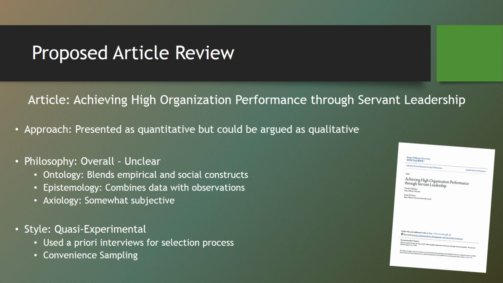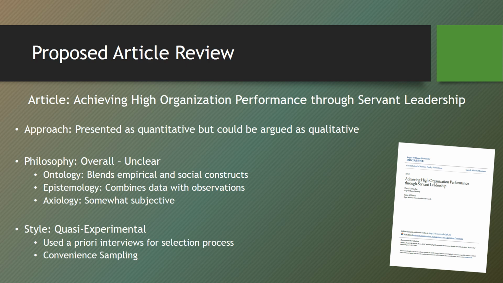The proposed article, Achieving High Organization Performance Through Servant Leadership, is said to be a quantitative research study. After reviewing, it appears to be more of a qualitative research article, given the amount of literature review included, the a priori interview selection process, and that the author seems to intermittently weigh their own opinion by noting statements with no literature or empirical support.